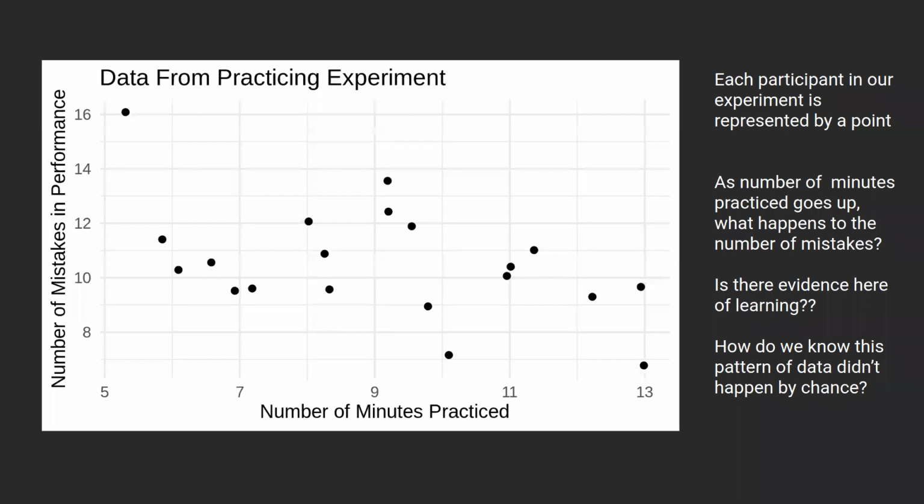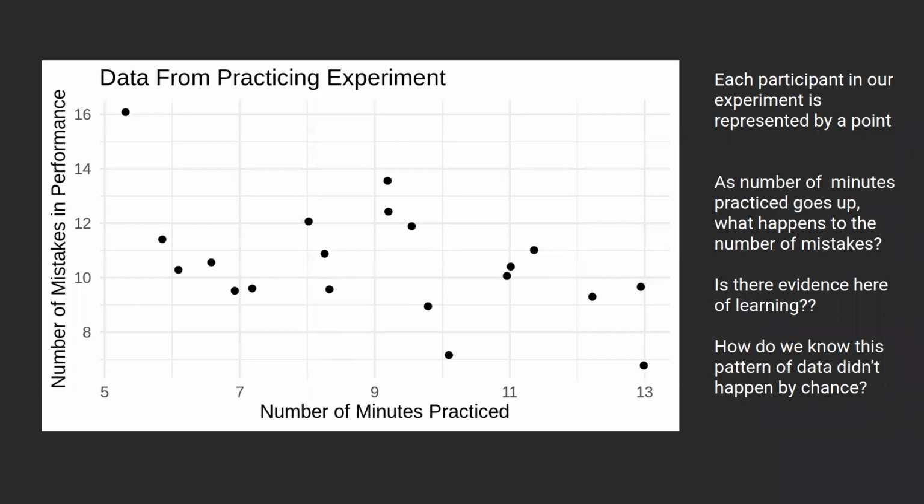So this is some data that I've artificially generated, and I've plotted it on something called a scatter plot. Note here, if you've never looked at a scatter plot before or don't know how to interpret it, each participant in our experiment is represented by a point. You can see that the top left is someone who's practiced approximately 5.1 minutes and made about 16 mistakes in their performance.